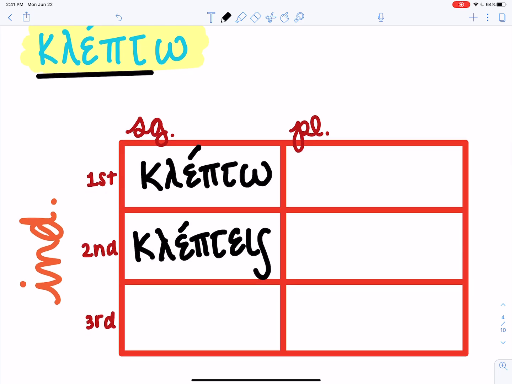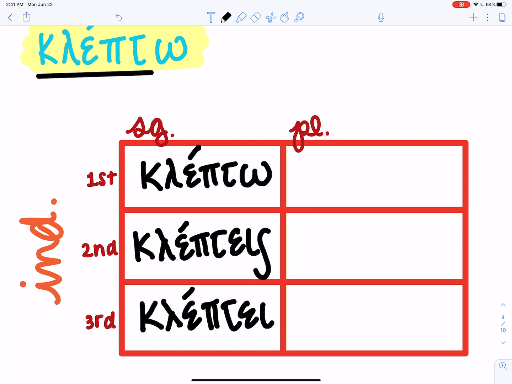Now for third person singular, the ending was ei, so we get klepte. And again, we have that diphthong on the end, right, with the epsilon iota. And so we can move back that acute one syllable.